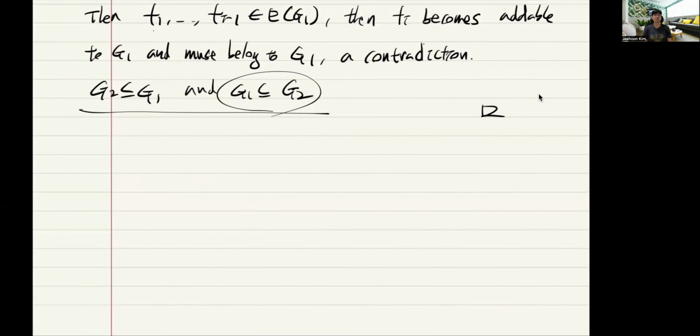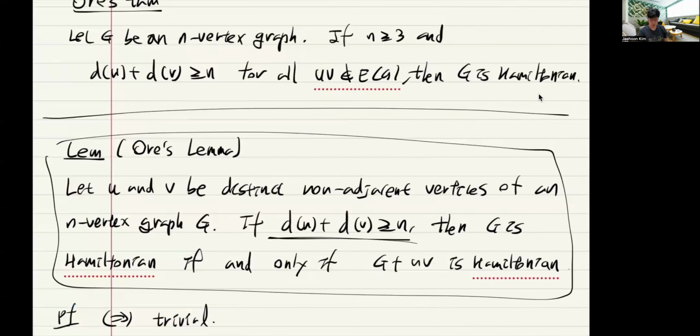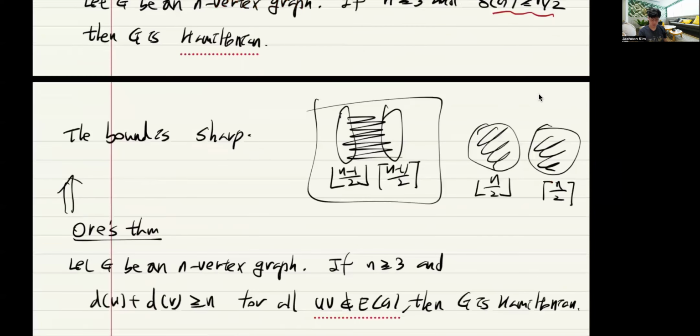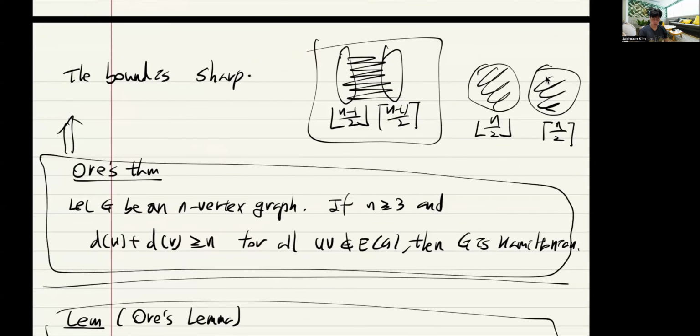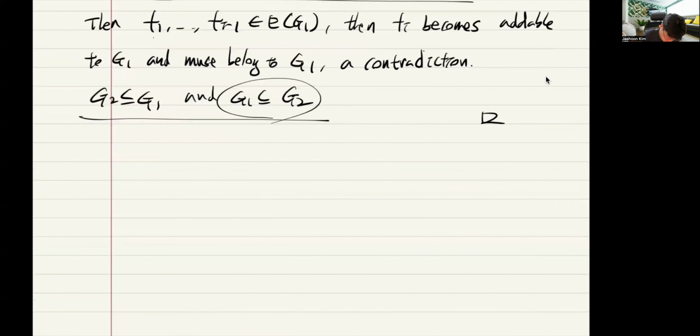Then Euler's theorem is immediate. What is the theorem? If you have a graph satisfying this, then for all non-adjacent pairs, the degree sum is at least n. That means you can add all non-edges until you get the closure. So your Hamiltonian closure is the complete graph, and a complete graph has a Hamilton cycle. So the original G has a Hamilton cycle. Okay, so that proves the theorem.